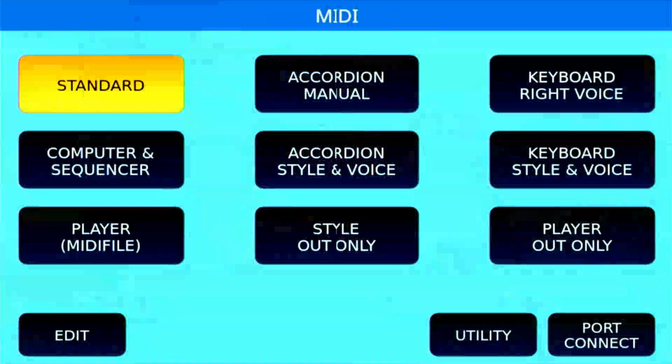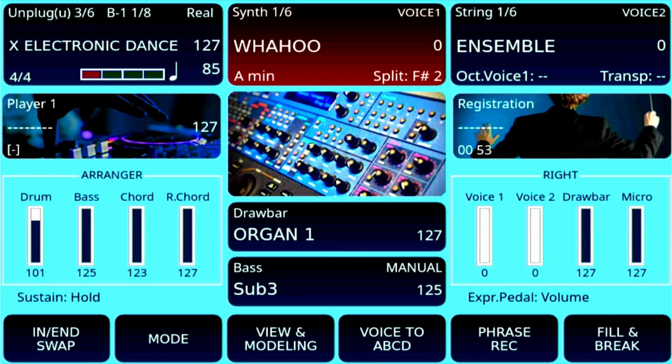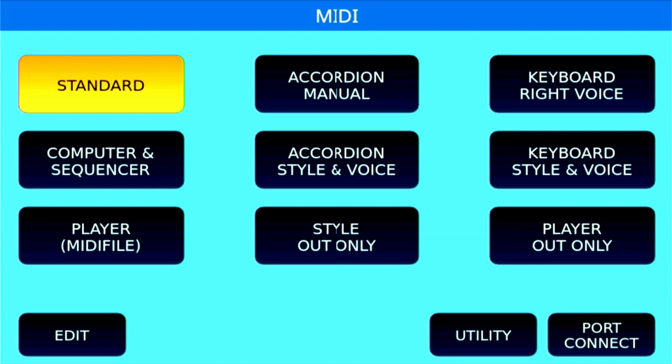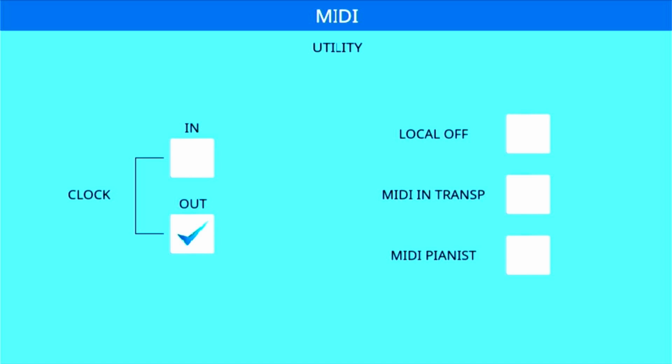let's just go to the screen so you can see what I'm looking at. So let's start this all over again. I press menu and I go into MIDI and I go into utility right there. You see what your screen shows you, right? So the MIDI clock is set to out. So that means that the MIDI clock of the Ketron is being driven by the MIDI clock of the Yamaha.